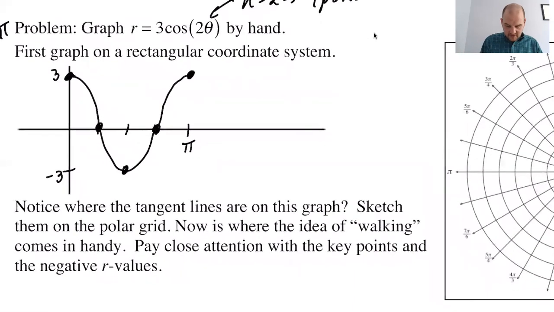So what I'm going to do is go twice as far. I'm going to go to 2 pi, 2 pi, 3 pi over 2. Here we go. So it'll be back here, here, here, and here.